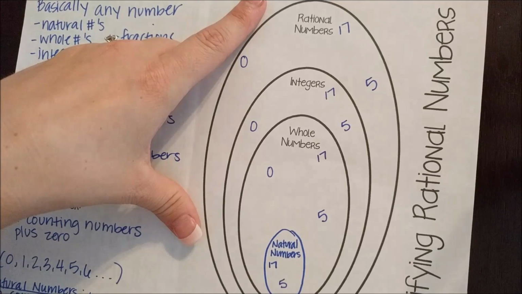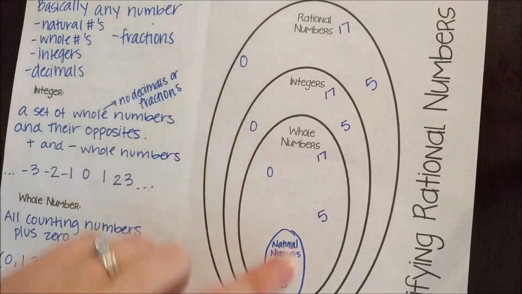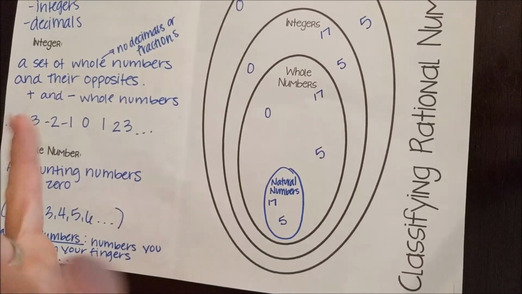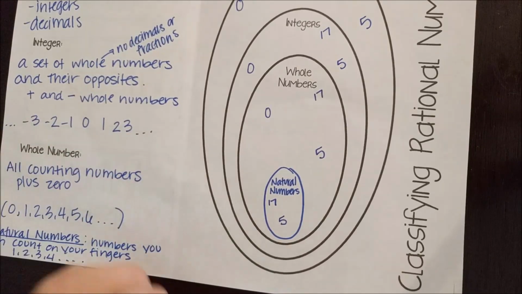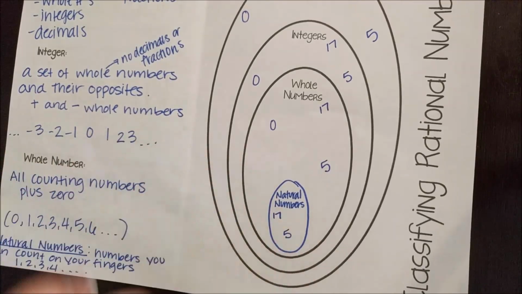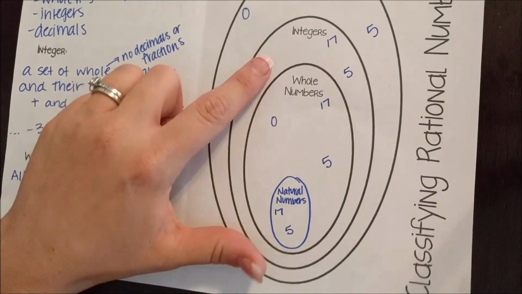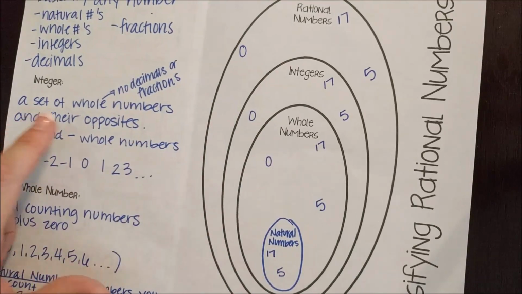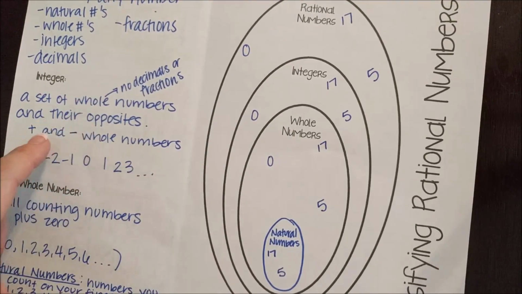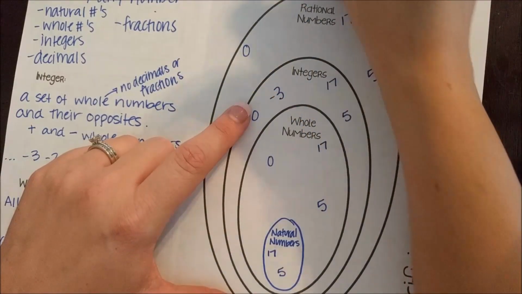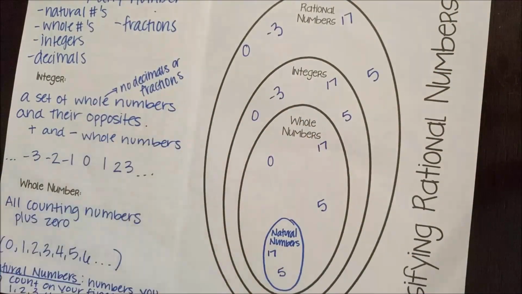What about negative 3? Well, is negative 3 a natural number? Is it a number I can count on my fingers? Nope, I can't have negative fingers. Is it a whole number? All the numbers I can count on my fingers plus 0? Nope. Okay, is it an integer? Yes, it's an integer. It's all the whole numbers and their opposites, or positive and negative whole numbers. So negative 3 would be an integer, which also makes it a rational number.